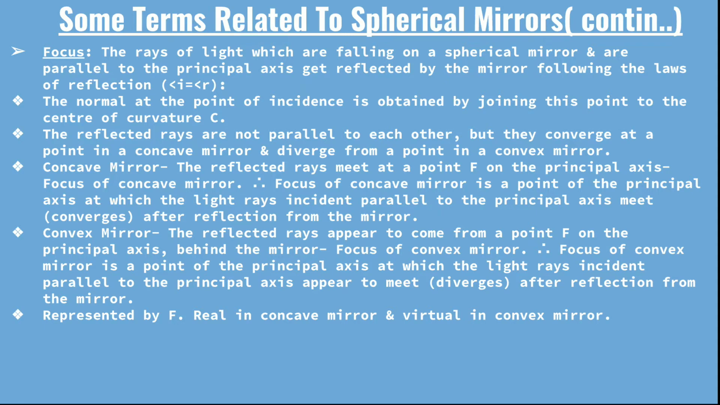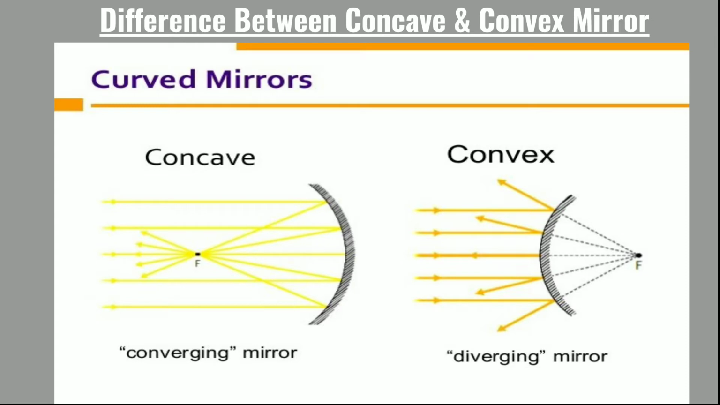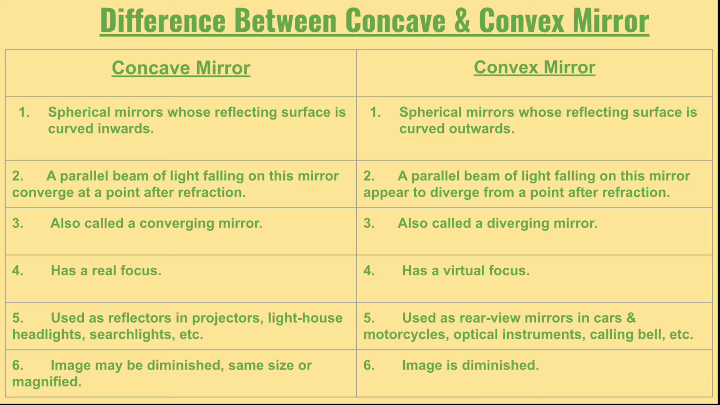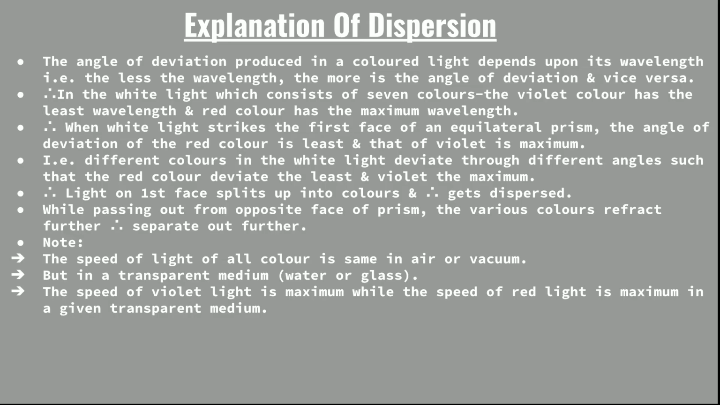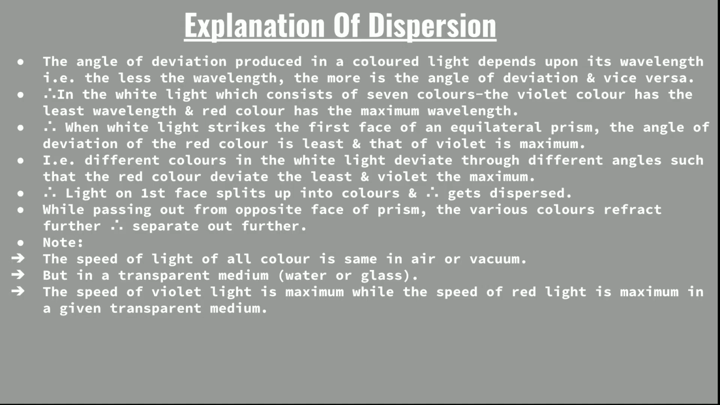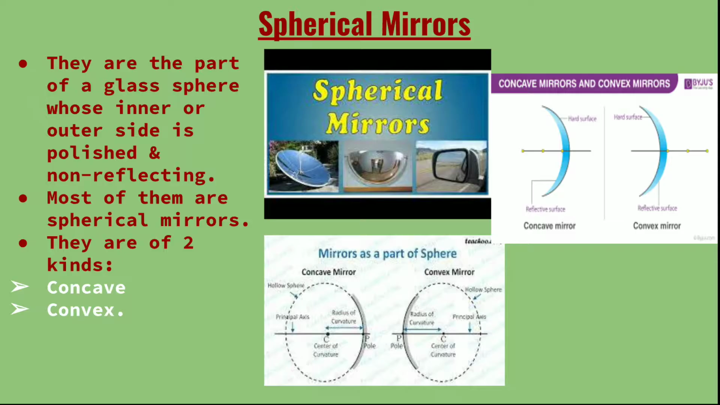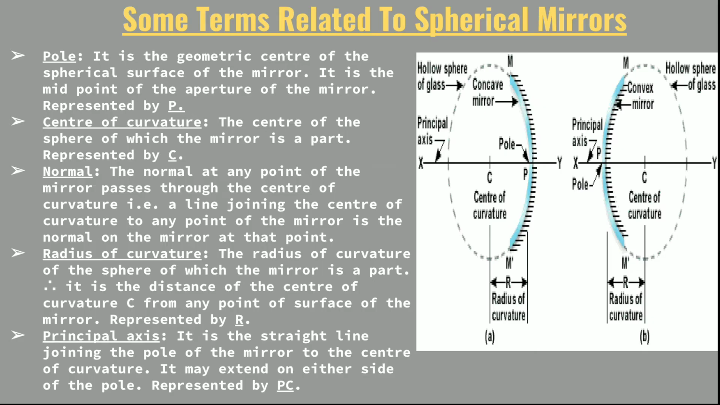So in my last video, I discussed some spherical mirrors, concave and convex mirrors. That is their reflection, not refraction. Mirrors don't refract. They only reflect. So there's a mistake I want to rectify. And before that, I discussed the dispersion of white light through a prism, an equilateral prism, and how it is dispersed.